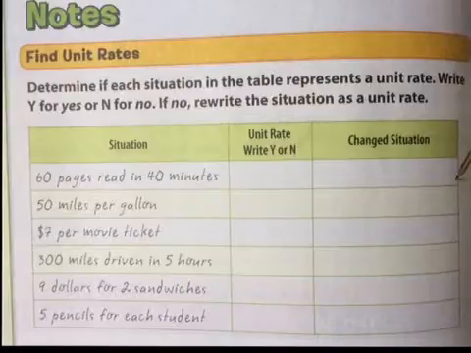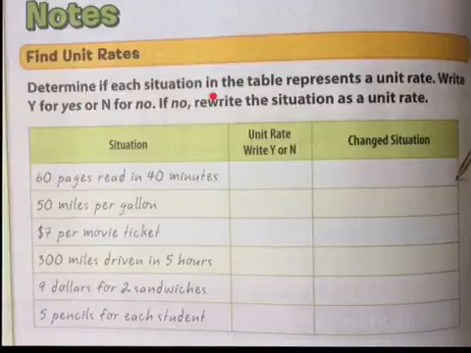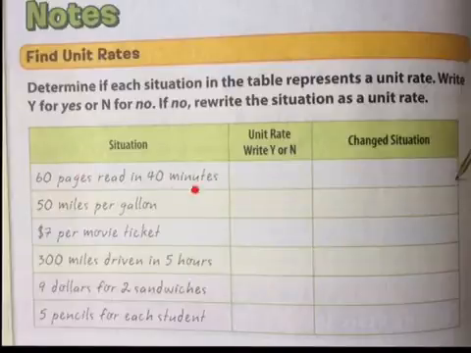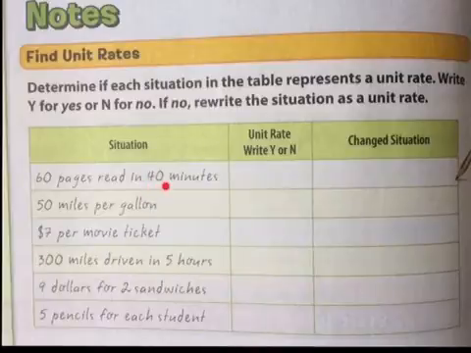Okay, now on the next page, we have to determine if each situation in the table represents a unit rate. Write Y for yes or N for no. If no, rewrite the situation as a unit rate. Okay, 60 pages read in 40 minutes. Clearly, it's 40 minutes. It's not 1 minute. So this is not a unit rate, or it's not even 1 hour as well, right? So we have to bring this down to 1 minute. If we bring this down to 1 minute, how many pages can be read?